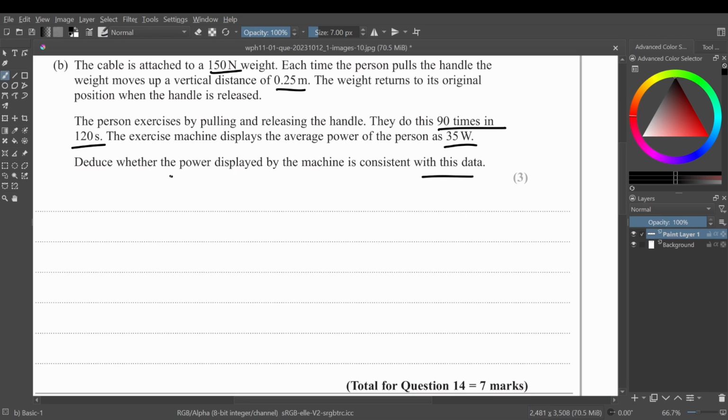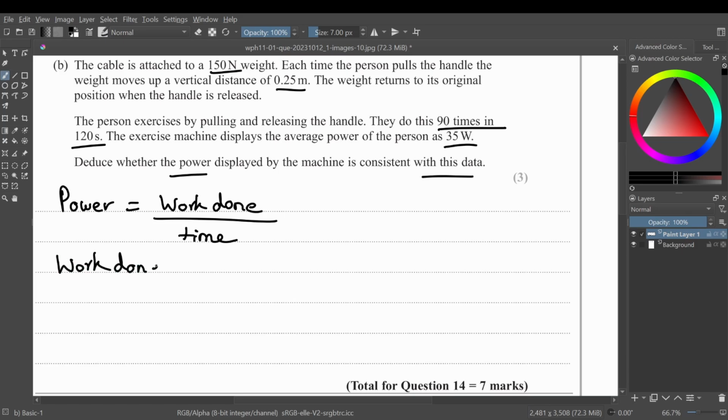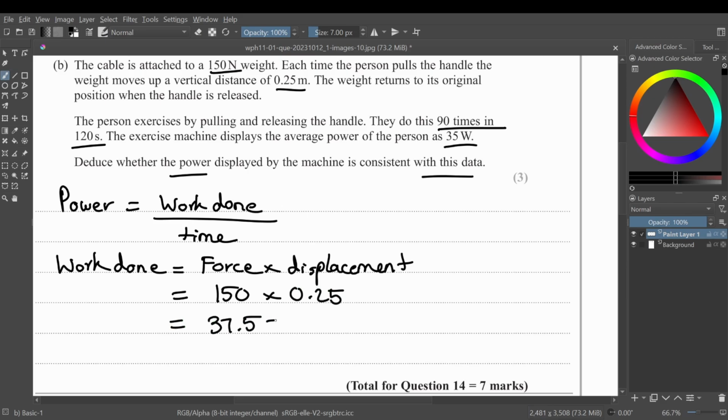Okay, so we need to figure out whether the power that we calculate will match the 35 watt power that is displayed by the machine. Okay, so the power formula is power is equal to work done divided by time. We don't have work done, so how will we find work done? Work done is equal to force times displacement, right? We have force, which is 150 newton, and displacement, which is 0.25 meter. So 150 times 0.25 is actually 37.5 joules, right?